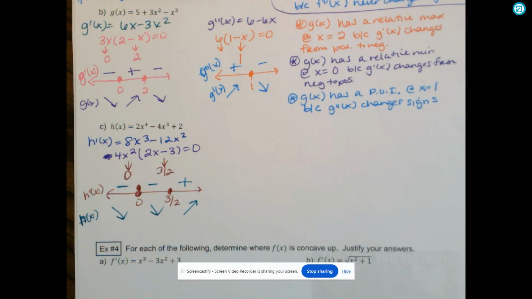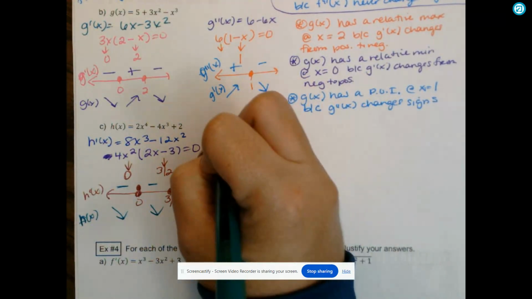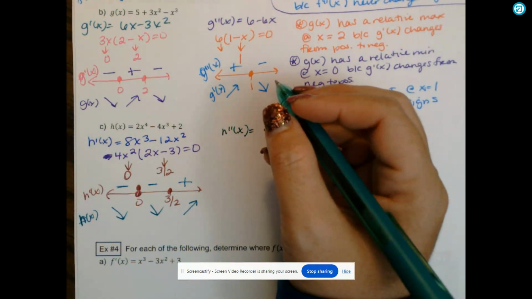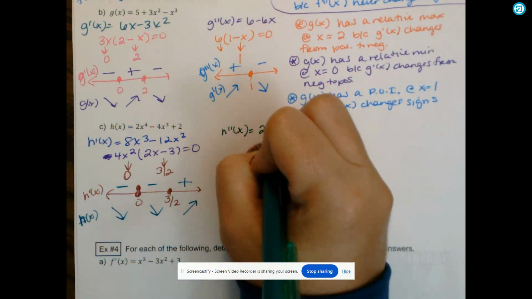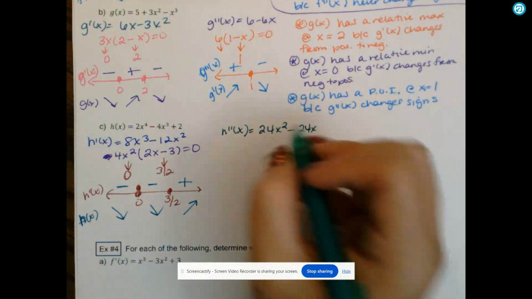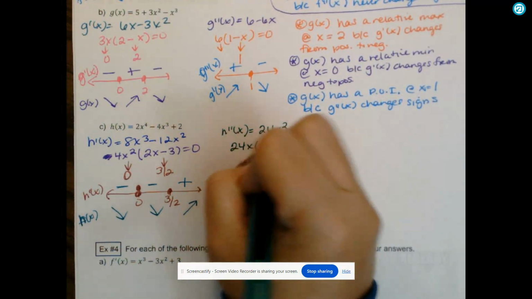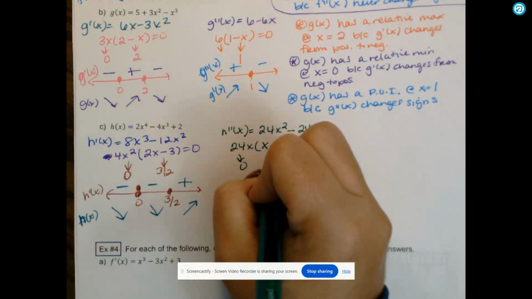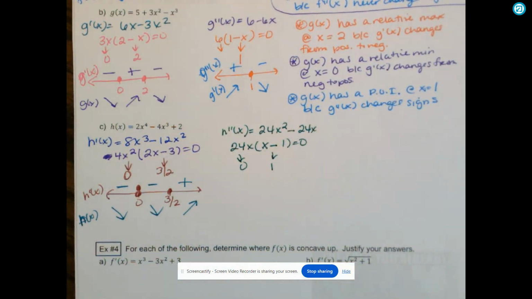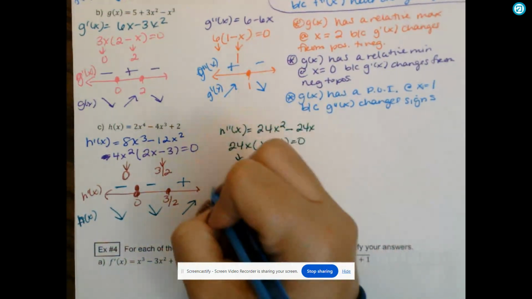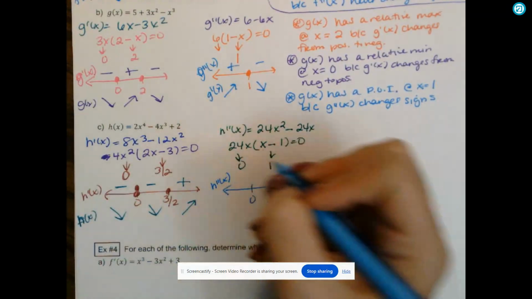All right, so I could go ahead and make my conclusions. I'm just going to go ahead and do my second derivative. So h double prime of x is going to equal 24x squared minus 24x. You can factor out your 24x here, which is going to leave me with x minus 1. So then 0 and 1 are our sign analysis numbers here, and this is h double prime of x.